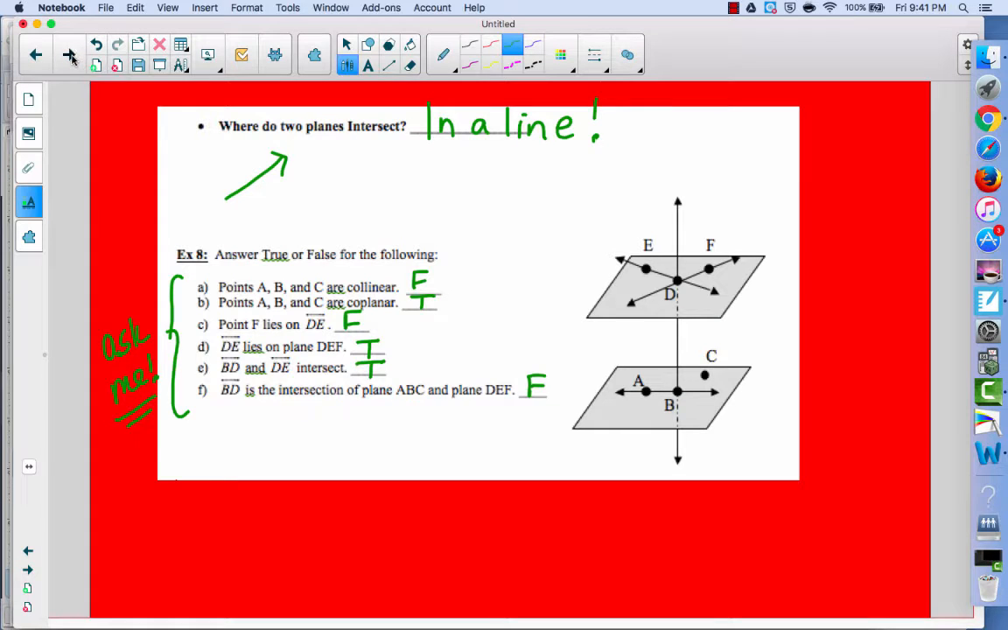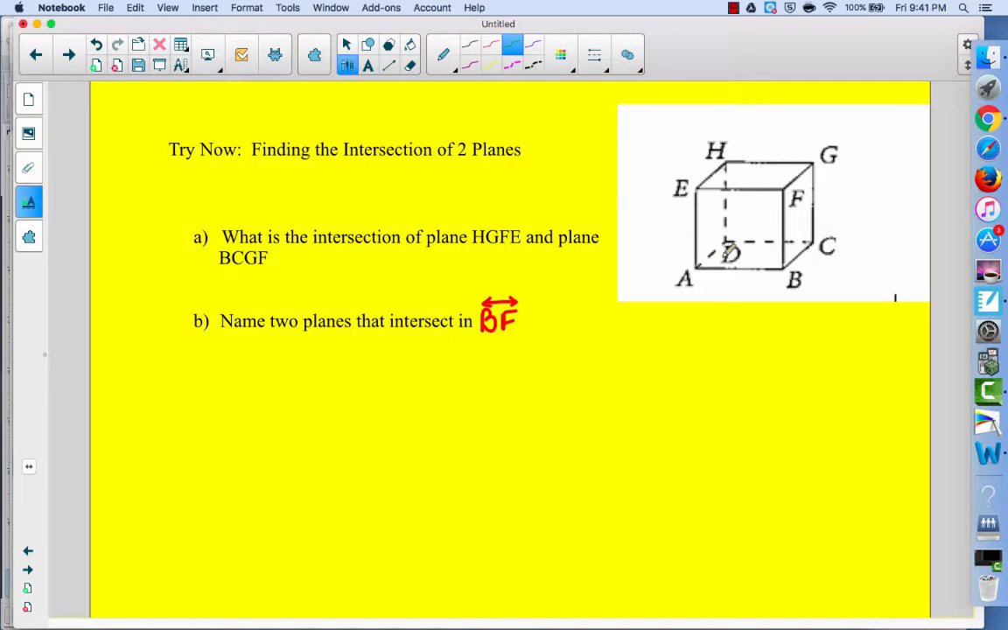Okay, last thing, finding the intersection of two planes. Here I drew a cube for you. It wants us to find the intersection of plane HGFE and plane BCGF. HGFE is this top plane, the top of the box, and plane BCGF is this side of the box. Now, what you might notice is that the letters have some in common. The common letters are G and F, and hopefully you see that these meet right here in G and F. So the intersection of those planes would be line GF.